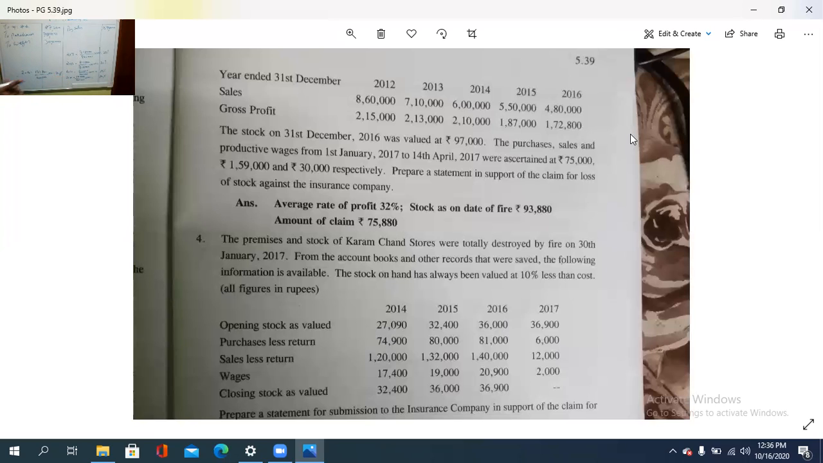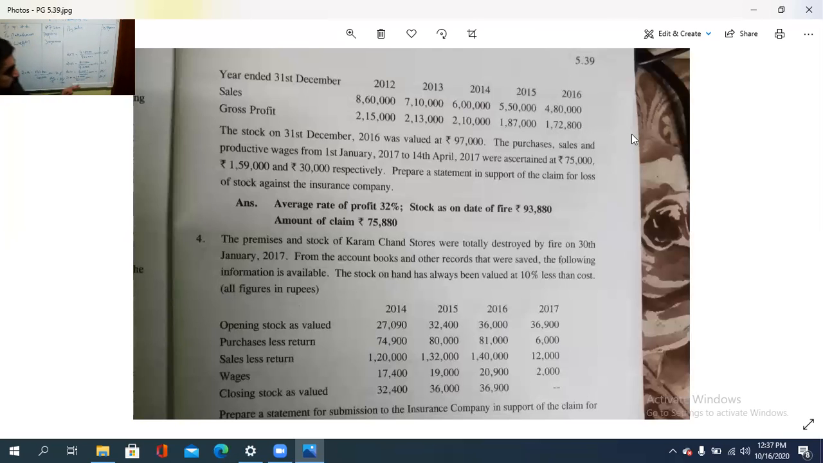Then we need to take the average of all these for calculating the gross profit for the year 2017. So how many years? 5 years. So take this 25 plus 30 plus 35 plus 34 plus 36. So 124 plus 36, 160. 160 divided by 5 is equal to 32%. See the answer. This is the answer for the calculation of what? Average profit. So now 32% we got it.